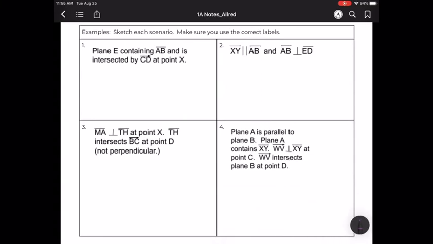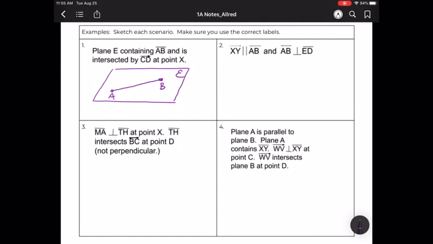So number one here, we are going to show plane E contains segment AB and is intersected by ray CD at point X. So the first thing we're going to do is draw a plane and label it plane E. You can do a cursive E, or just a kind of slanted letter E, and that's fine. We want to show that it contains segment AB. So along that plane, I'm going to put points A and B connected by the segment.